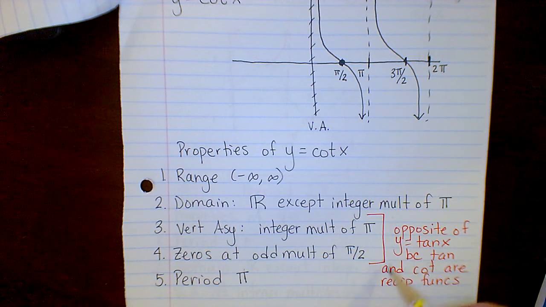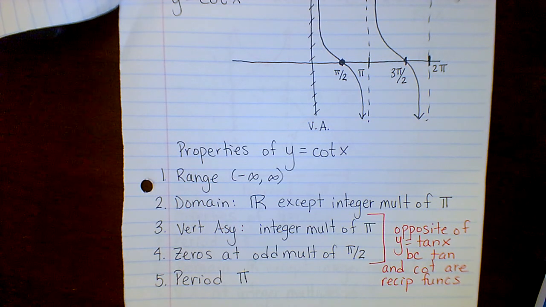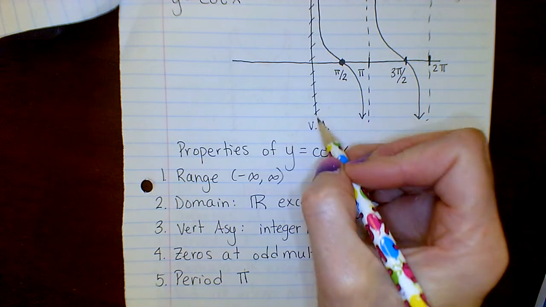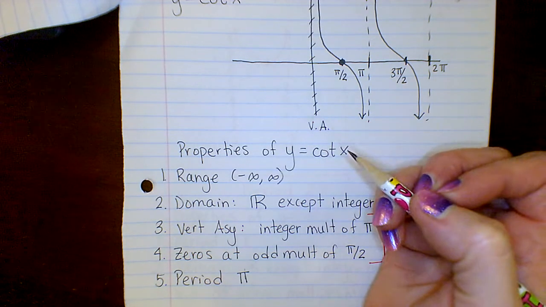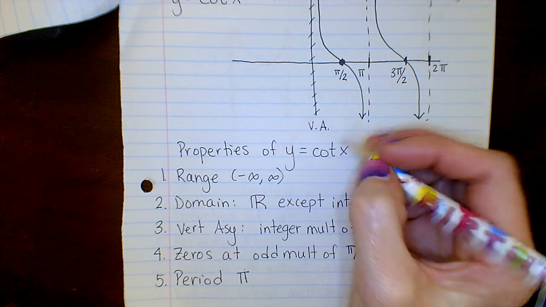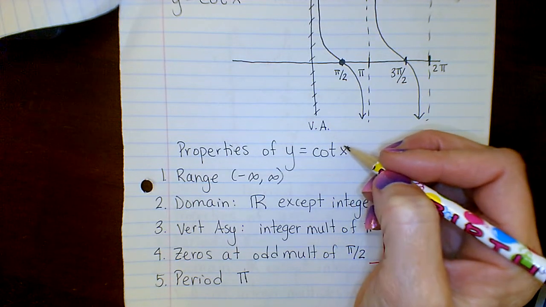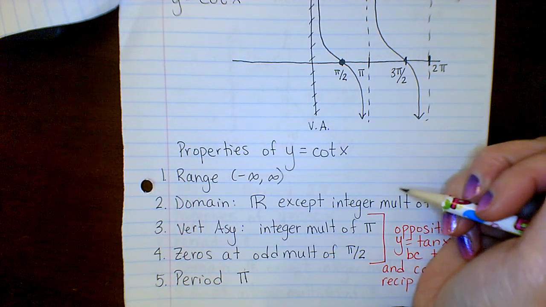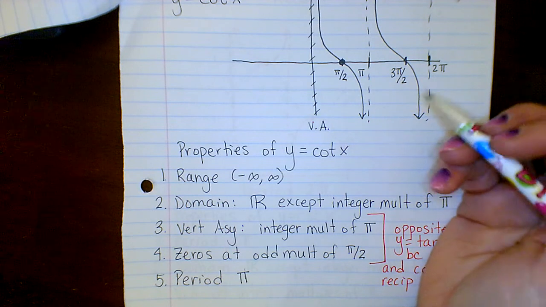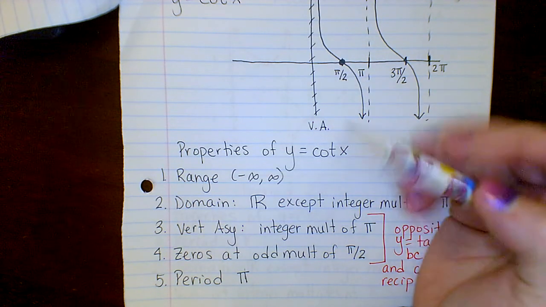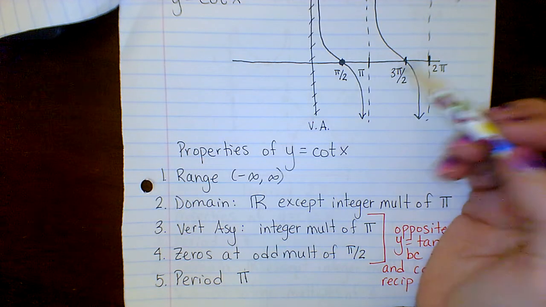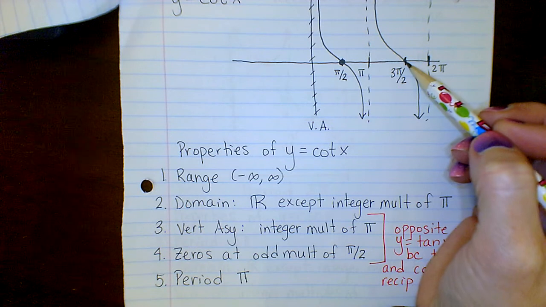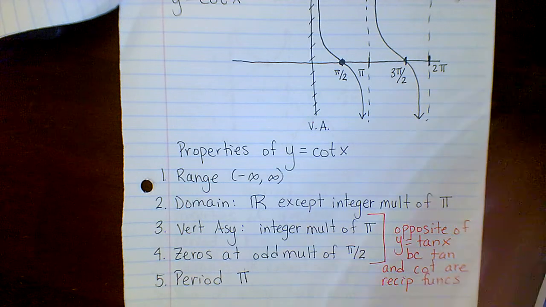Now, check it out. These two are exactly opposite of what the tangent function was, because the tangent and the cotangent are reciprocal functions. Remember, tangent was y over x. If we had something like 1 over 0, it's undefined, and when you take that reciprocal, you get 0 over 1, which is 0. So the reciprocal of undefined is 0, and the reciprocal of 0 is undefined. That's why the points that were vertical asymptotes for the tangent function become the zeros for the cotangent, and vice versa.